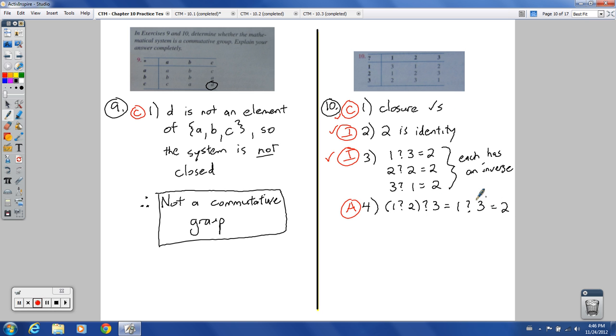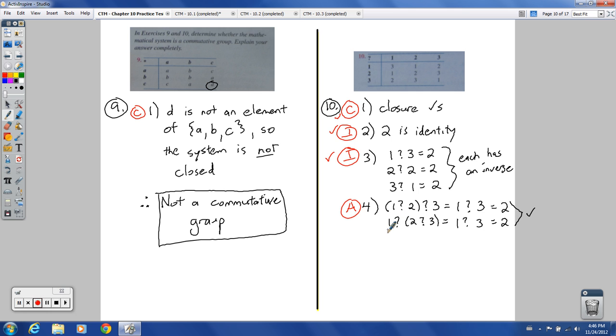So is that the same as 1? I want the parentheses to start as 1 question mark (2 question mark 3). Okay, so we need to check and see what's 2 question mark 3. 2 question mark 3 is 3. So is this the same? These two are the same. So I would say that checks.